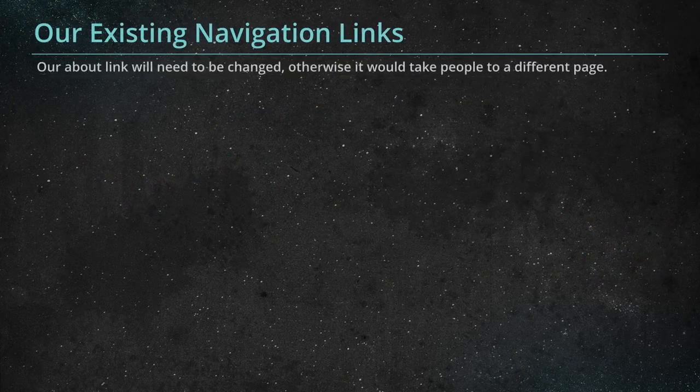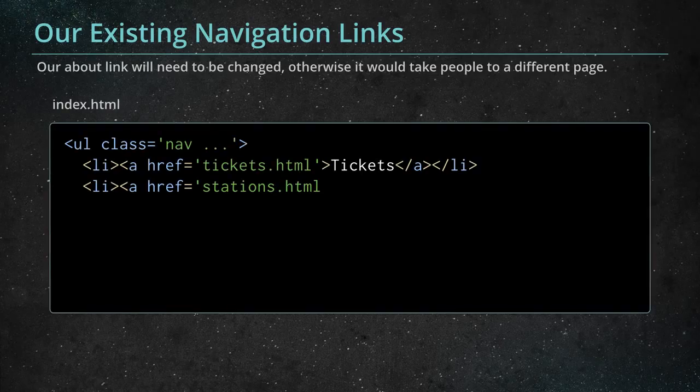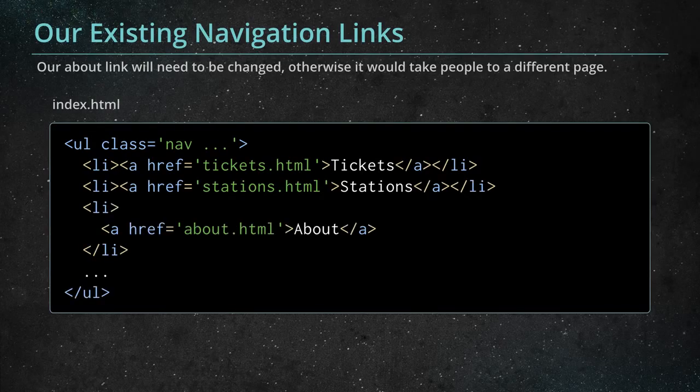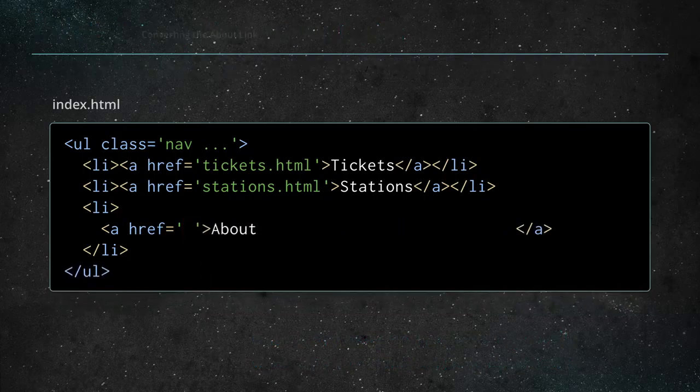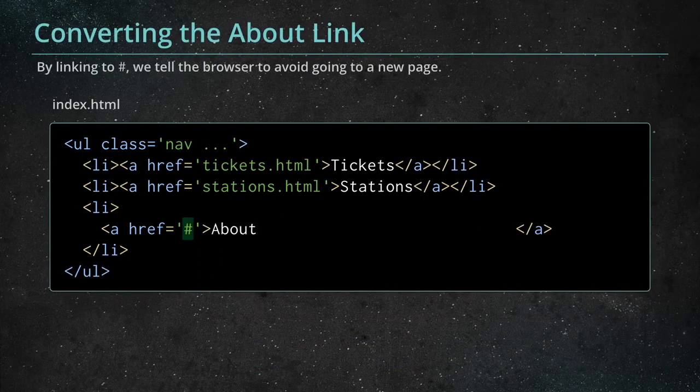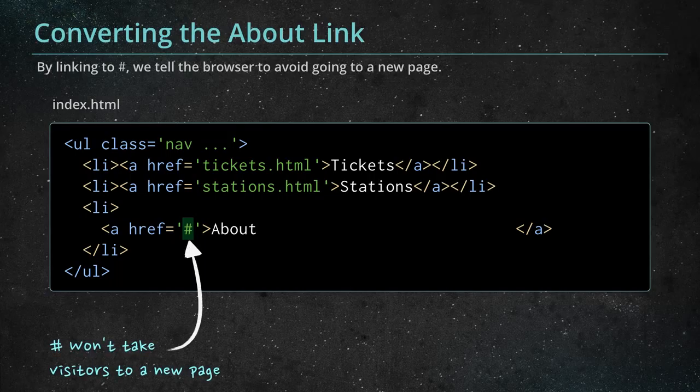Here's our nav list so far with some of the links in there. What happens right now if someone clicks on this About link? Well, right now, they'll be taken to an entirely different page. We'll need to change that so they stay on the same page when About is clicked. We can do that really fast by linking to this hash sign instead. This means that we're linking to an anchor on the current page. In this case, it's at the very top of the page. This will work for now and stop the link from going to a new page.